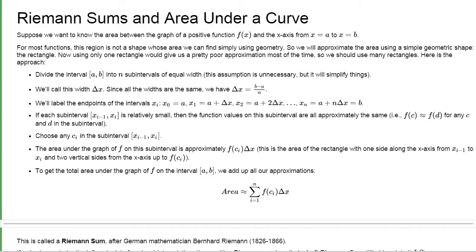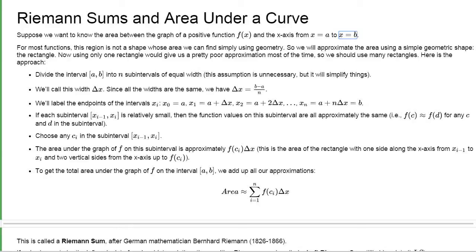In this video, we're going to talk about Riemann sums and using those to approximate the area under the graph of a function. So let's say we have a function f of x. Right now I'm going to assume that it's positive, so it's above the x-axis. It ranges from some given x value, x equals a, to another x value, x equals b. I want to find the area between that function and the x-axis.